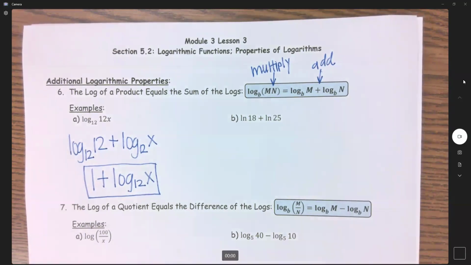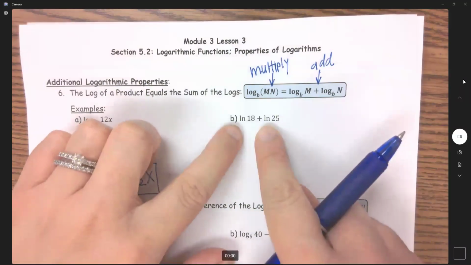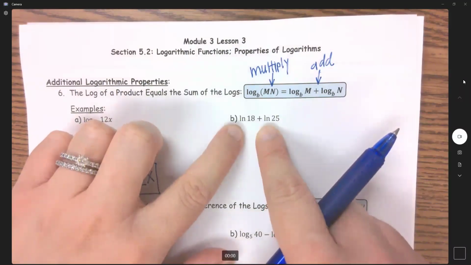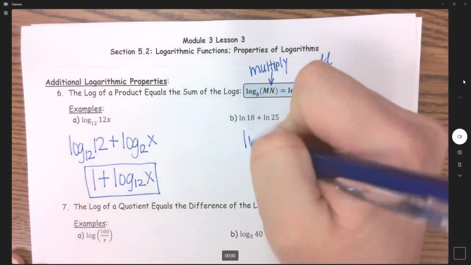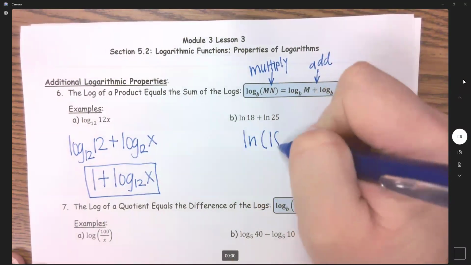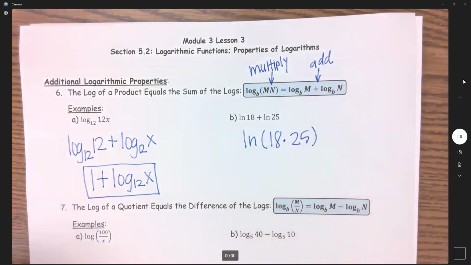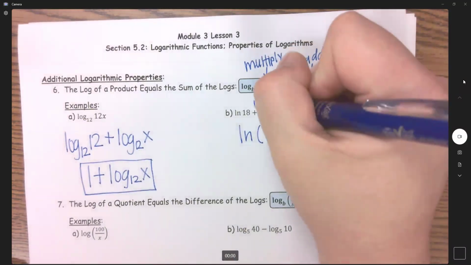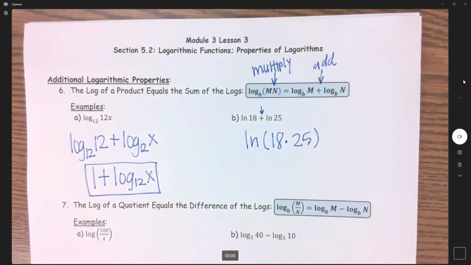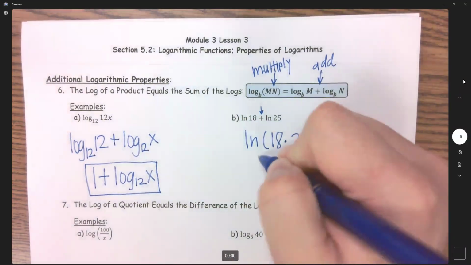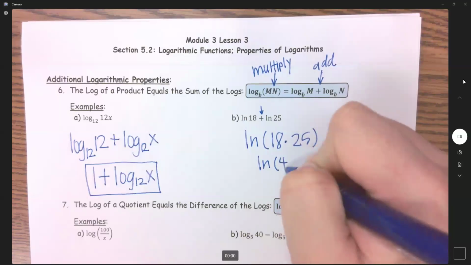B, we're now going to go opposite. Now I have 2 logs. I'm going to condense it into 1. So because they both have the same base, they both have a base of e, we can make this the natural log of 18 times 25. And I know to multiply because these 2 logs are being added together. So 18 times 25 would give me the natural log of 450.